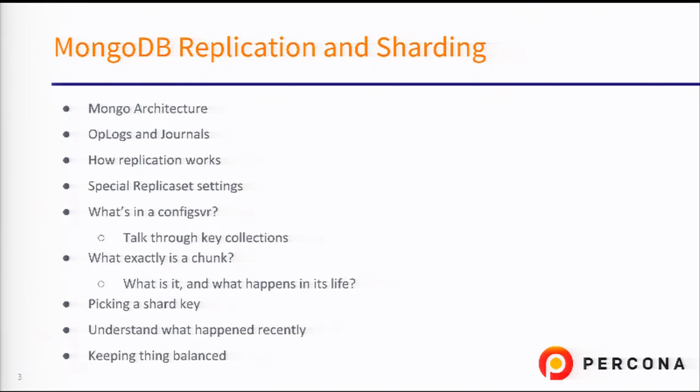Think of those as a metadata repository for sharding. And the sharding will use that to figure out where a piece of data should exist. And then in that, I'll explain what a chunk is, because it's a logical unit that Mongo uses to move things around and keep your system balanced.